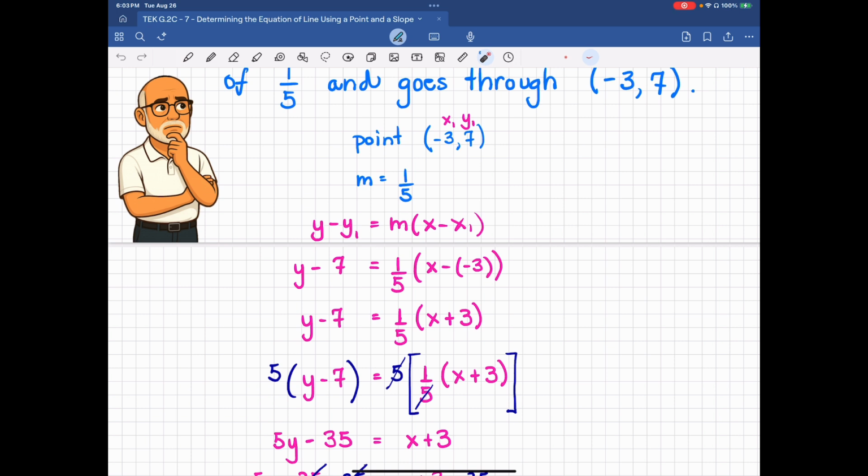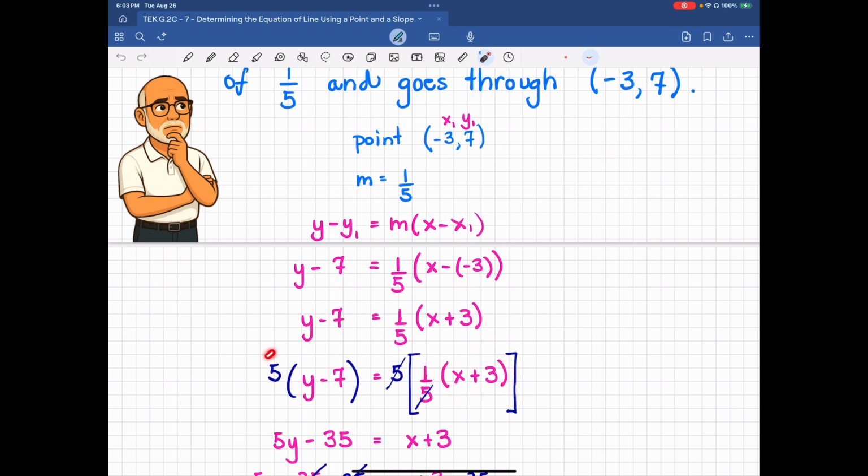So notice on the right side, focus on this for a second, just this part right here. I have 3 factors. I have 5, I have 1/5, and I have x plus 3. I know if I have something in the numerator and something in the denominator that's the same, I can cancel it out. So the 5's cancel out. All that's left is going to be this x plus 3. It's being multiplied by 1, and 1 times anything is anything, okay?